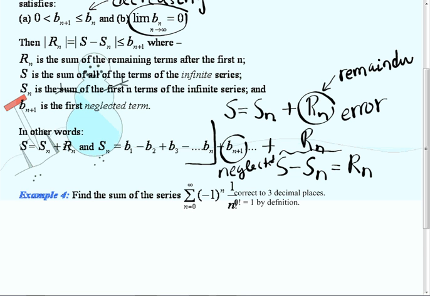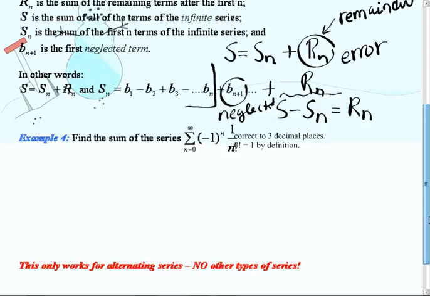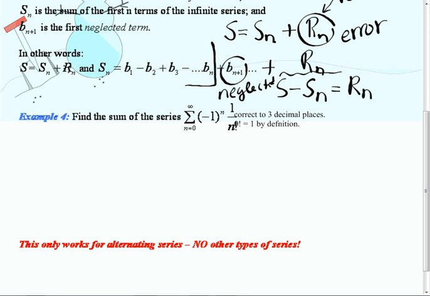It's really that easy. So now this one is a little different question. I want to find the sum of -1 to the n times 1 over n factorial, correct to 3 decimal places. So when you're asked to do that, just write out the terms. You're going to need a calculator. And let's find out what we get.